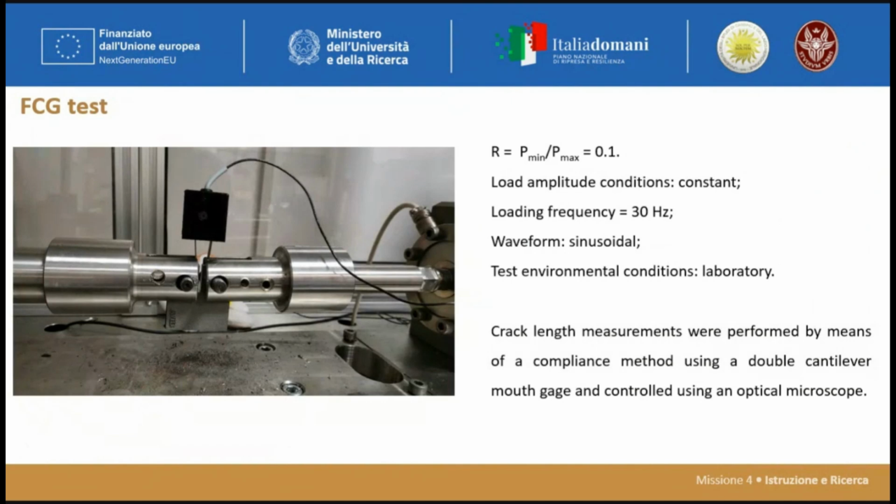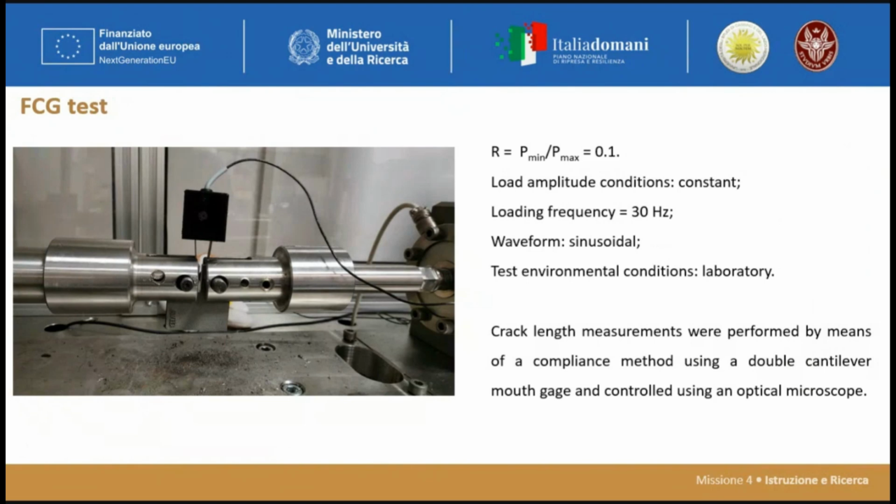As concerns the tests, they were carried out using a computer-assisted hydraulic machine, to automate the process, because the duration of this test is quite high, several hours. And as concerns the test parameters, we considered a load ratio of 0.1, a load frequency of 30 Hz, and the tests were carried out at room temperature.